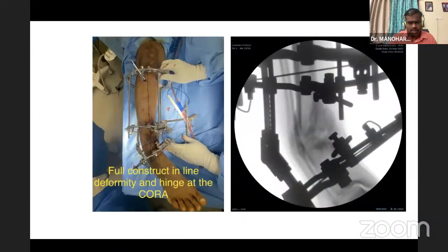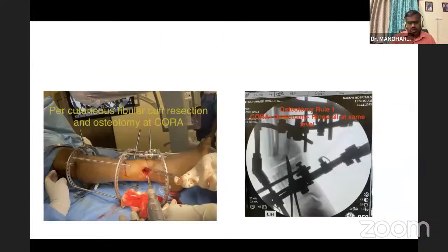This is the final construct, and I aligned the C-arm. This is the osteotomy, the CORA. So I aligned the hinges at the apex of the deformity. Since I required some more lengthening, I kept the hinge a little away from the CORA, in the same line on the bisector line. Since the skin is poor, anyway I have to do the osteotomy of the fibula.